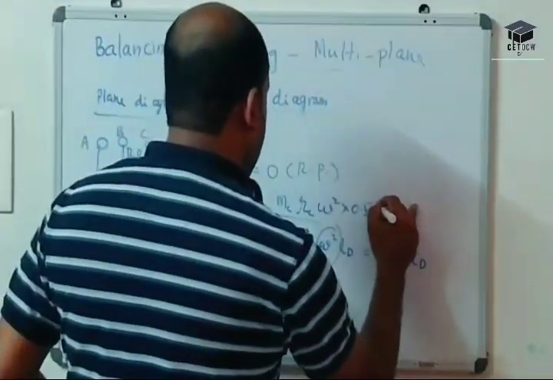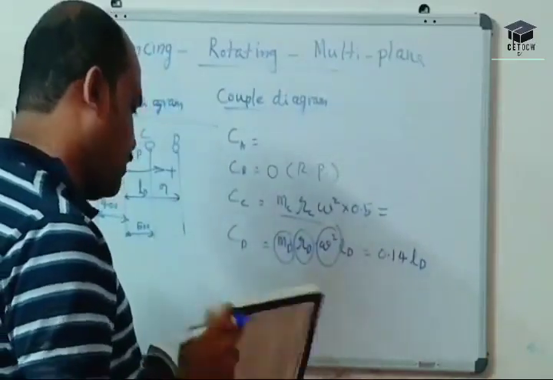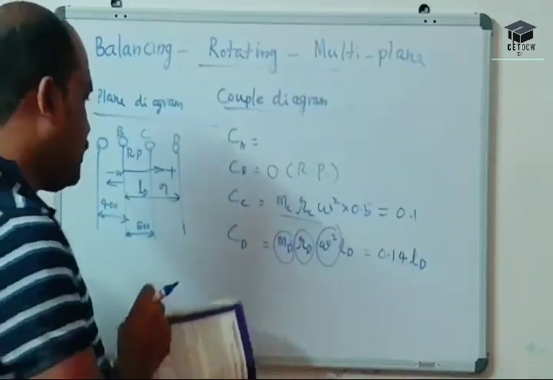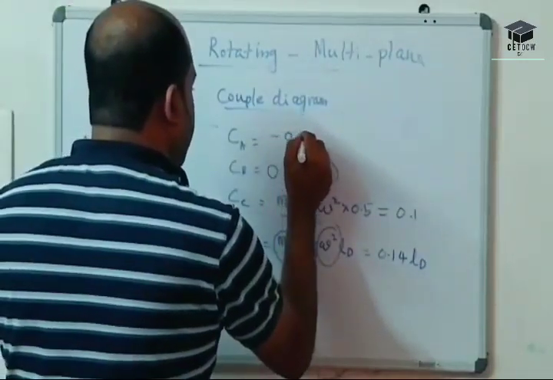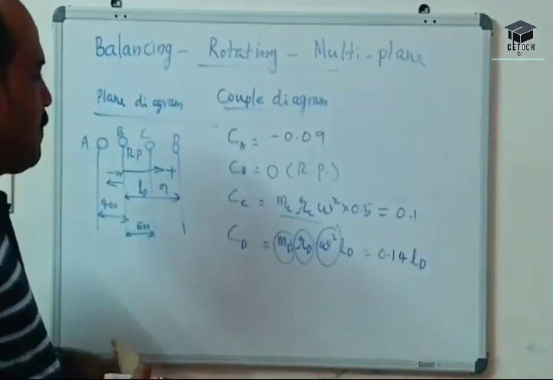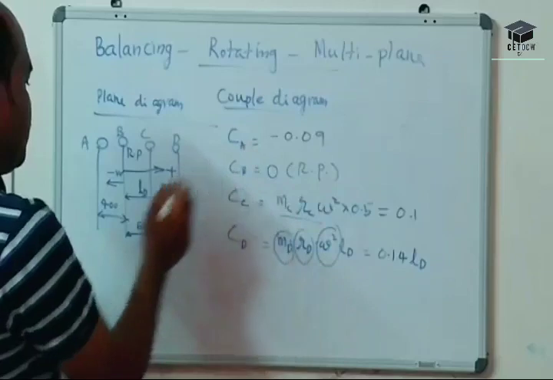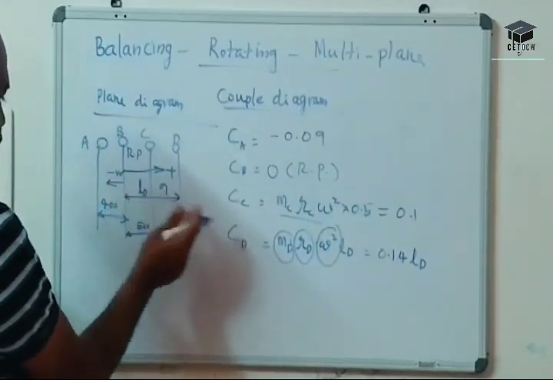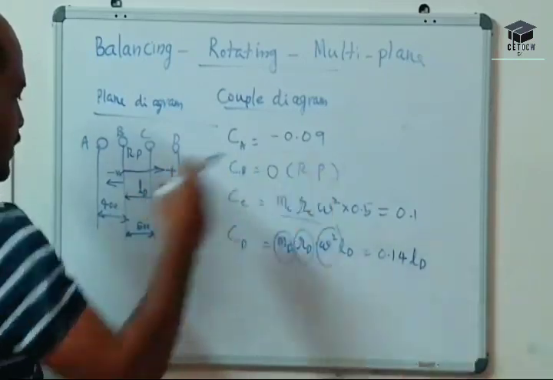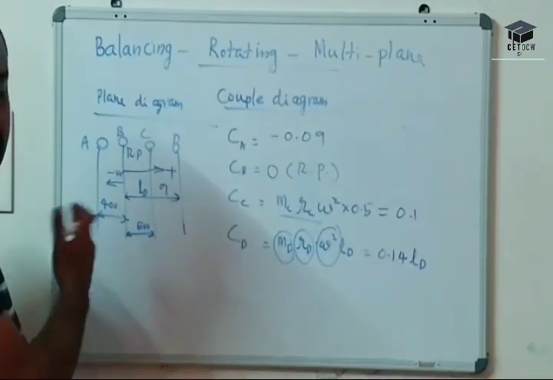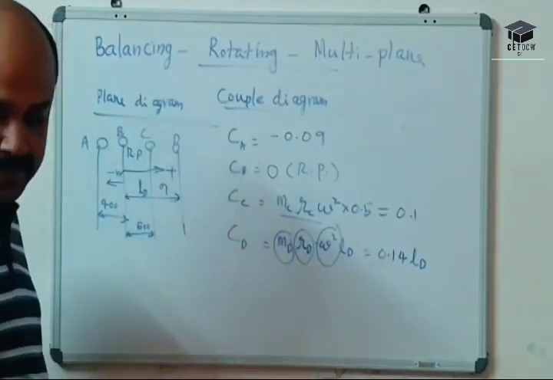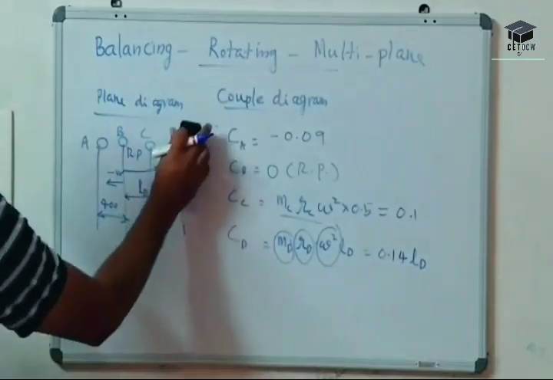And for couple C, it is 0.1. Then for CA it is minus 0.09. What is minus 0.09? There is a minus sign because the distance of A is measured in the opposite direction. For C and D, it is towards the right. For A, it is towards the left of the reference plane. So that is why a minus sign is there. The length is negative.